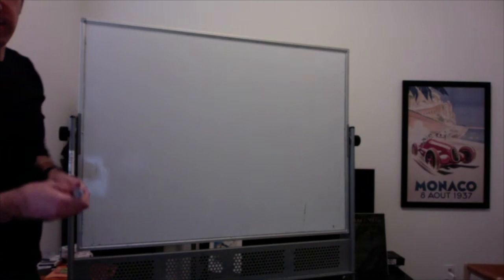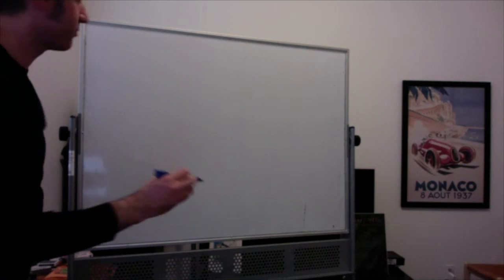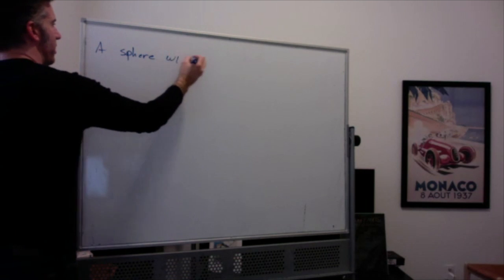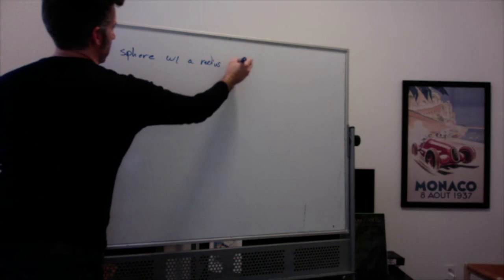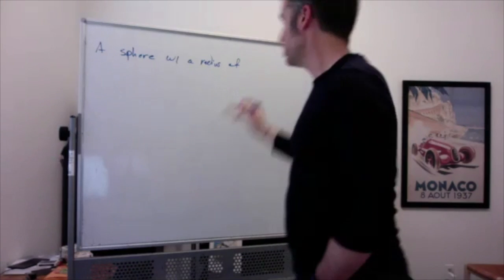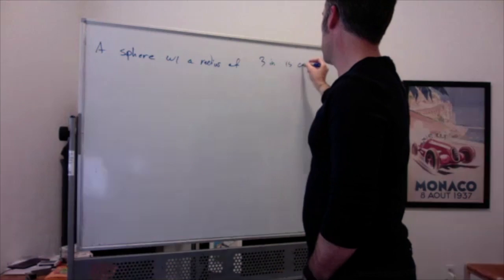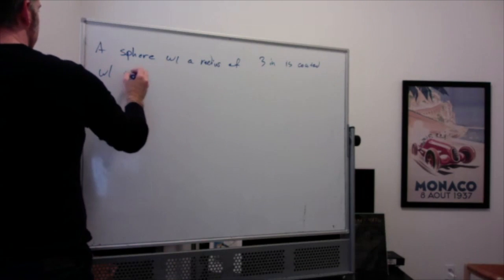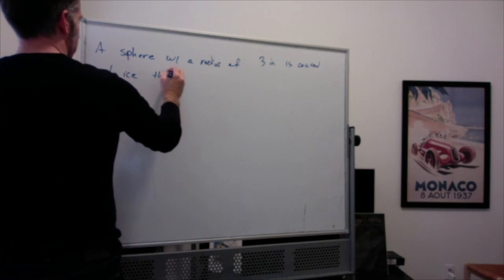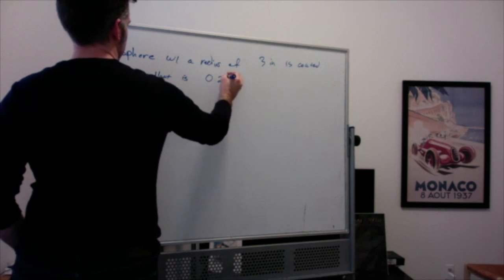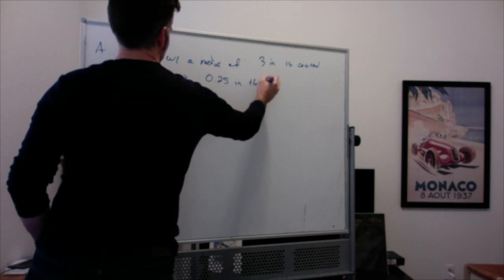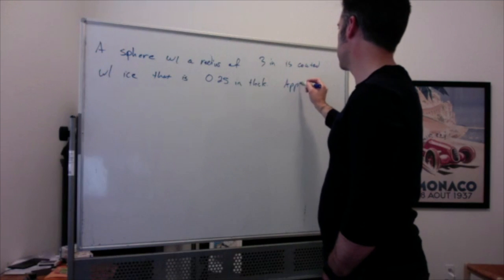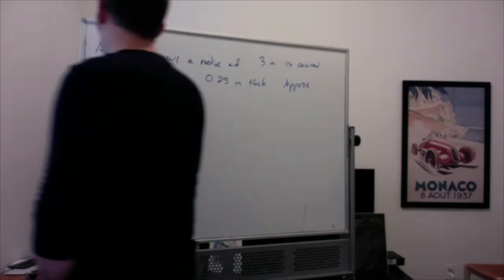An example that sounds maybe better is the following. A sphere with a radius of 3 inches is coated with ice that is 1/4 of an inch thick. How much ice is there? Approximate the volume of ice.